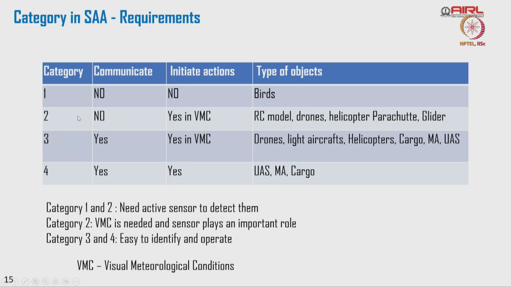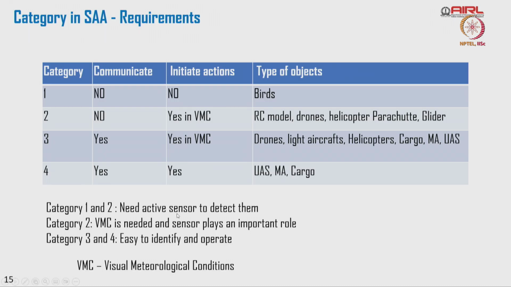Category 2 targets will not communicate, but they can initiate some actions in VMC. VMC means visual meteorological condition. They will be able to make some actions. For example, there is an RC model flying, and the operator sees there is a collision. He will be able to take some action and move. Category 3: they can communicate and they can also take actions in visual meteorological conditions. Category 4: they communicate and they take actions. That will also come into the picture.